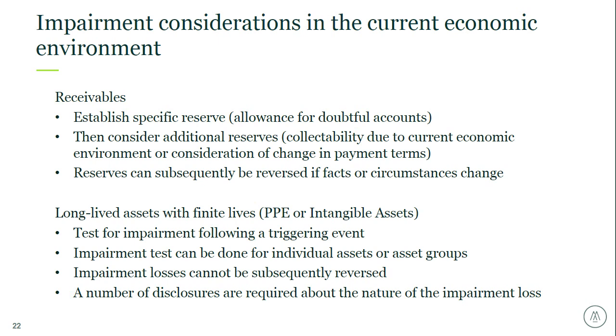If they are less, then you have possible impairment and you'll move to step 2. Under step 2, if the fair value of the asset or group is less than the carrying value, then you have an impairment loss. Impairment losses on long-lived, finite-lived assets cannot be subsequently reversed. There are separate procedures for long-lived assets held for sale, as a reminder. Additionally, there are a number of disclosures required about the nature of the impairment loss and how and where that impairment loss is recognized and measured.